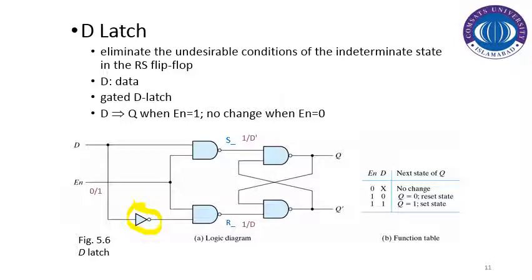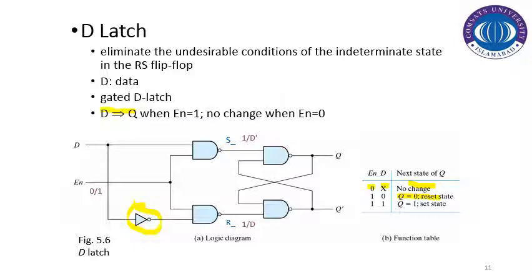And when enable is equal to 1, Q basically follows D. If you see the function table here, if we set the enable to 0, whatever the value of D is, there is no change of state. And if we set enable equal to 1, now the D value is reflected at the Q output. So if we set D to 0, Q equals 0, that is the reset state. And if we set D equal to 1, Q is equal to 1, that is the set state.